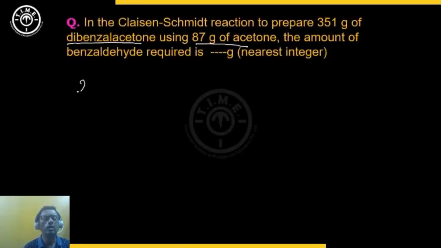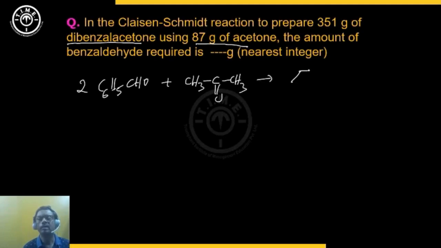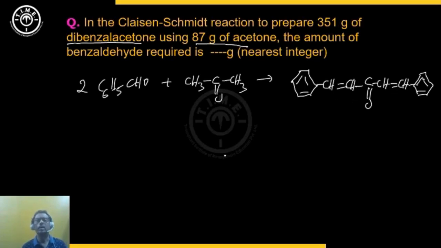So I'll write here 2C6H5CHO plus CH3COCH3, that is acetone, is giving us what? Once again, dibenzyl acetone. So benzene ring, CH double bond CH, single bond C double bond O, then CH double bond CH, and then the benzene ring. So this is what we found.